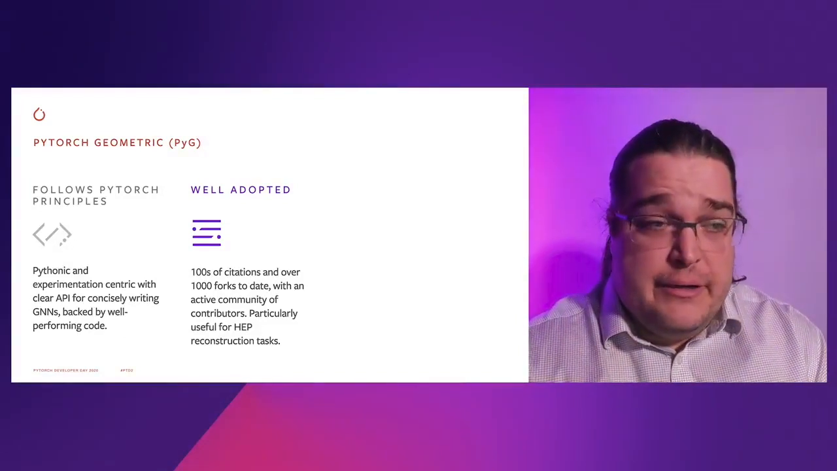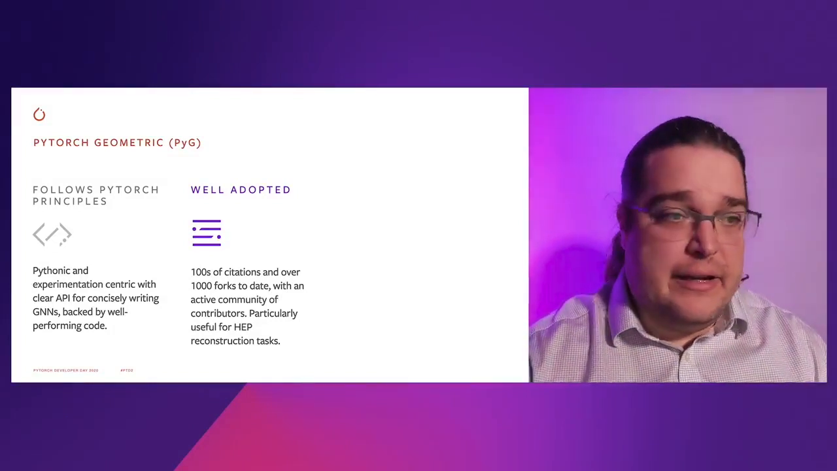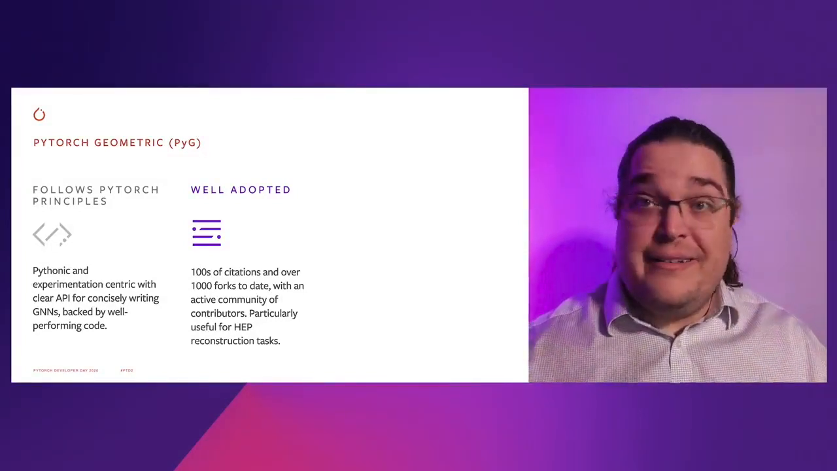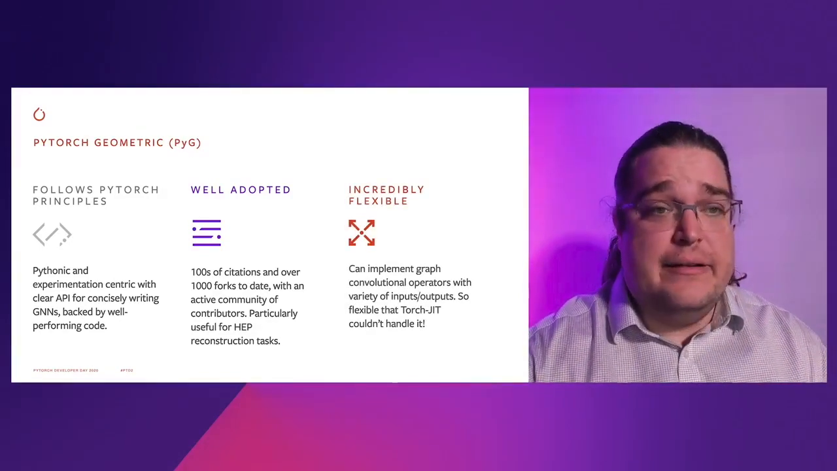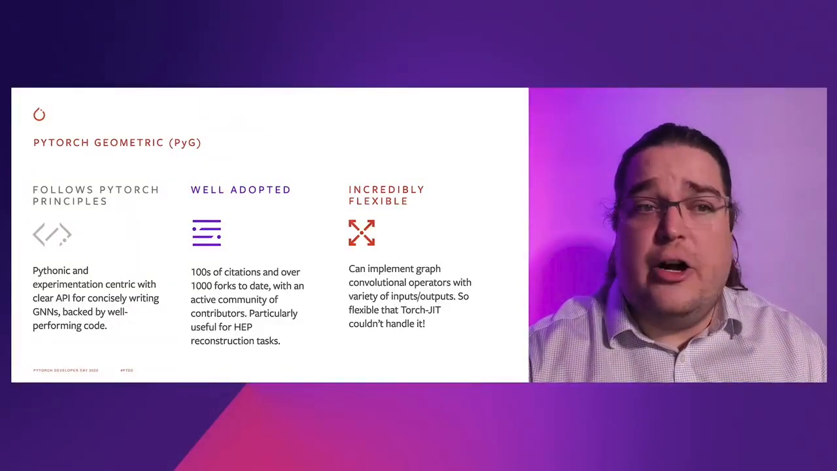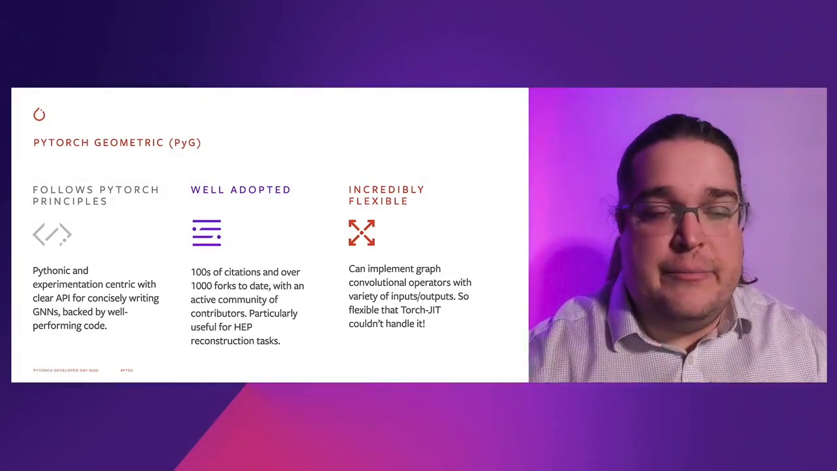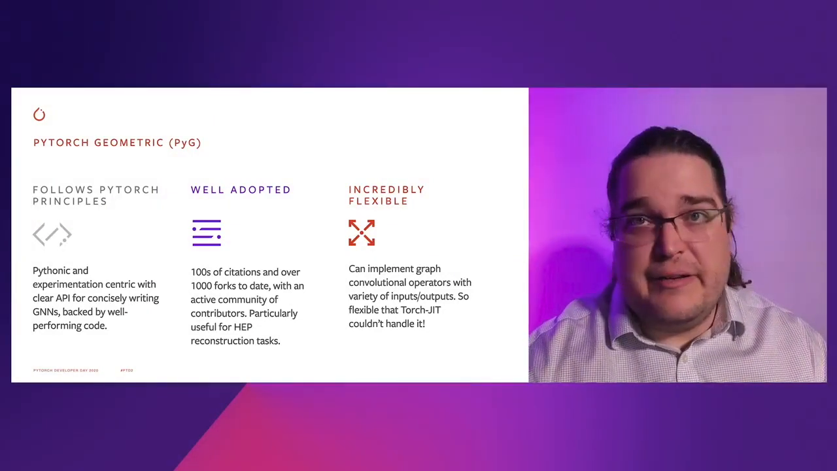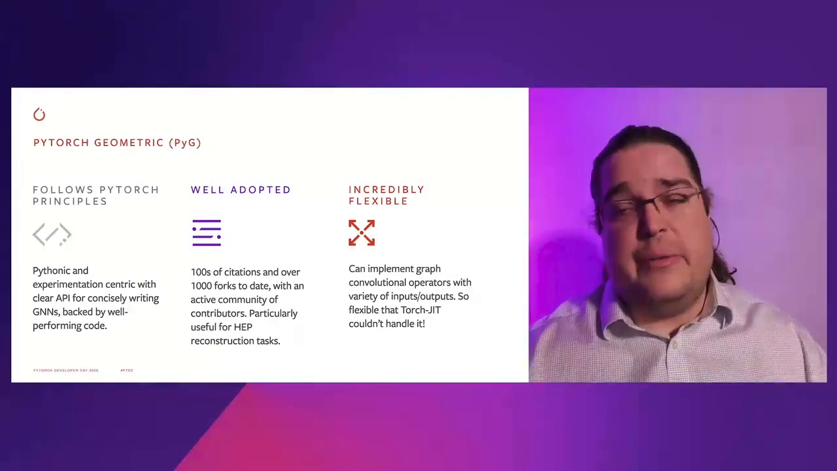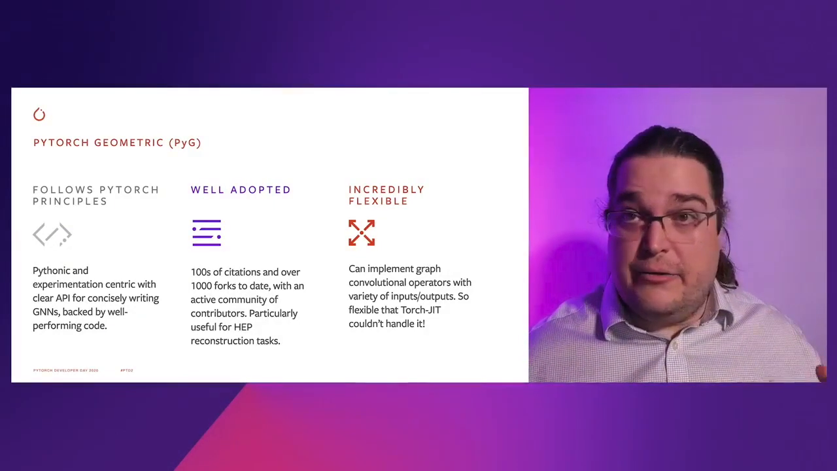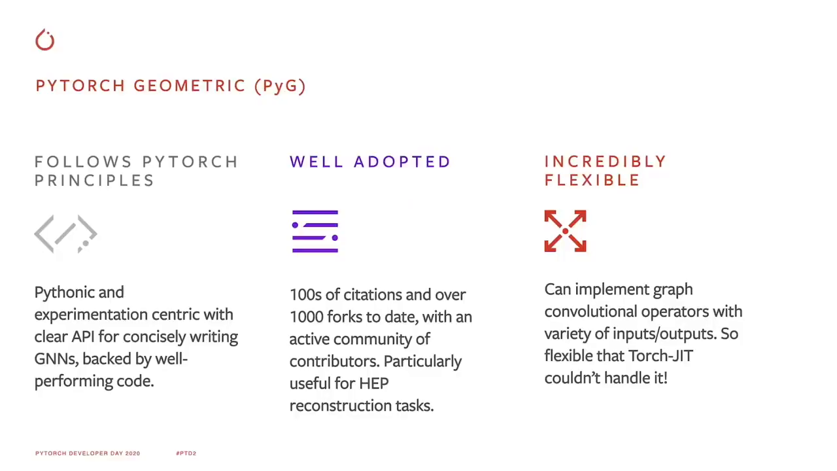And then, particularly, it's useful for high-energy physics reconstruction tasks, since most of our data can be described as point clouds, and we want to learn about the relationships between the points in those point clouds. On top of that, it's incredibly flexible, so you can define almost any graph convolutional operator that you can think of in PyTorch Geometric. And it does this by exploiting a number of features of Python that aren't available to the PyTorch JIT. So we needed to think about a way to get from the graph convolutional operators as they were in PyTorch Geometric to something that the JIT could use.